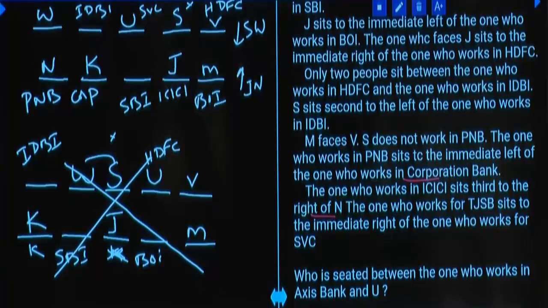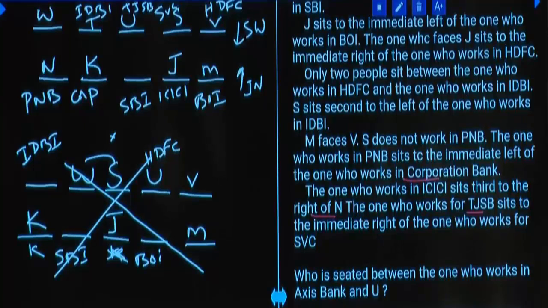Now, where should this SVC be? S sits second to the left of the one who works in IDBI, isn't it? Then who is the person here? TJSB. And where should this TJSB and SVC be? TJSB sits to the immediate right of SVC. SVC must be this S, and this is SVC, and this TJSB must be at this place. Clear now? TJSB is to the immediate right. Then who is the person left over here? T is left over.